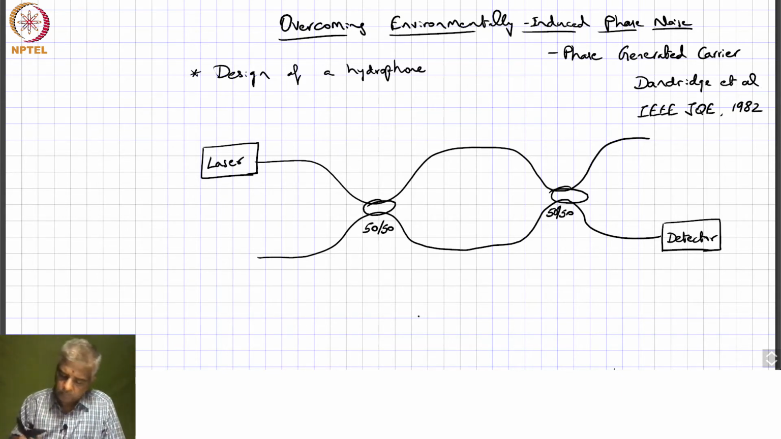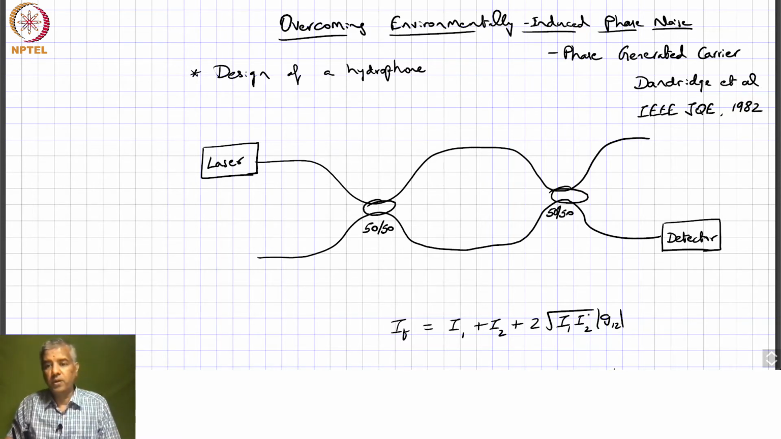Of course, we have looked at this before. We said the total intensity at the receiver is I1 plus I2 plus 2 root I1 I2, times the degree of coherence given by G12, times cos delta phi. That is basically the phase difference between the two arms.